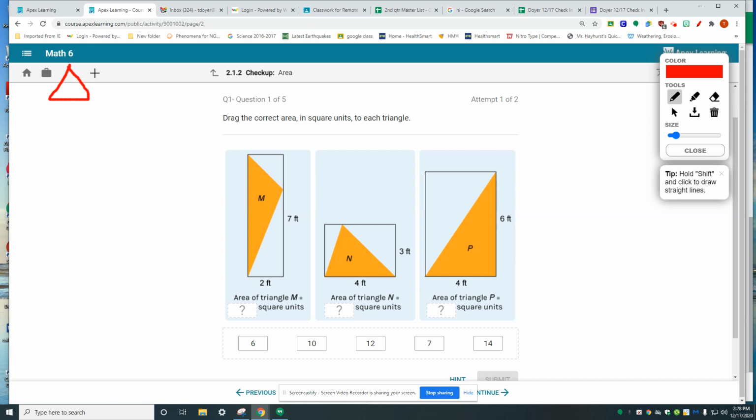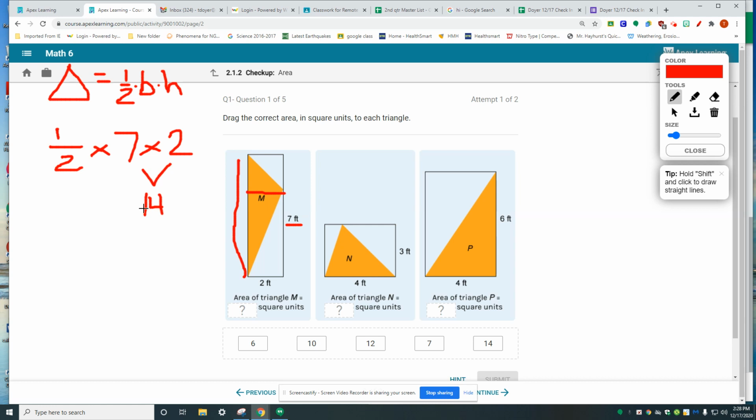If I have anything with three sides, I'm going to go 1/2 times base, so I can put a dot or an x, times height. Like this one has the bottom is 7 and the height is 2. So I'm going to go 1/2 times 7 times 2. So this is 14. And then I'm going to multiply that times a half. When I multiply it times a half, I'm basically saying, what's 14 divided by 2? What's half of 14? And I get 7. Okay, so that's that one.